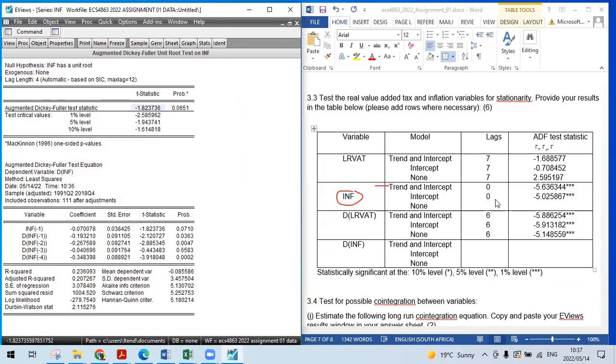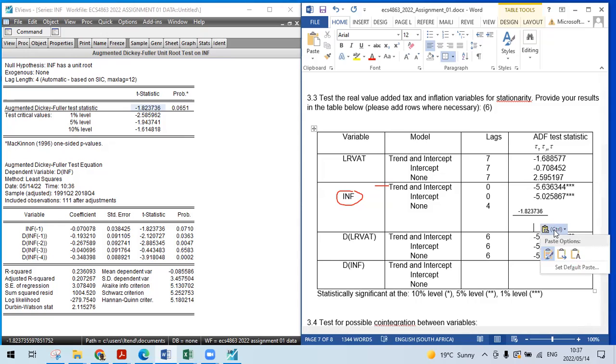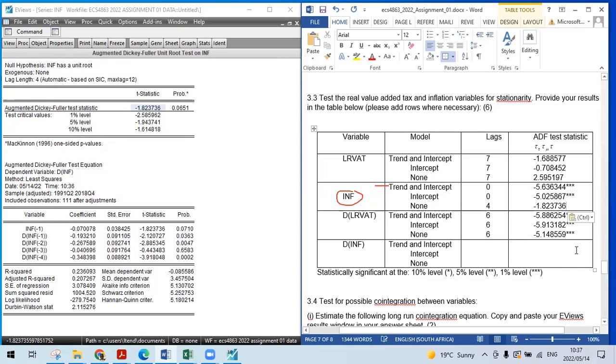Okay, let's start with the lag length. What is the lag length? 4. Let me paste it there. How many stars? I'm hearing 1 and others are saying 2.